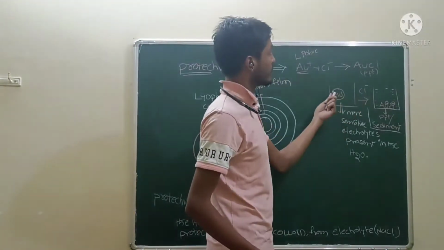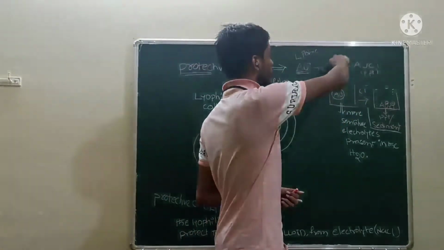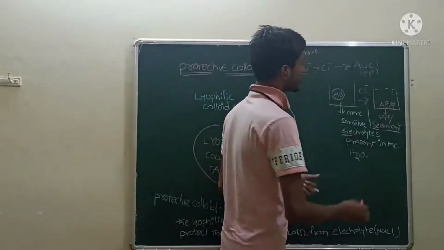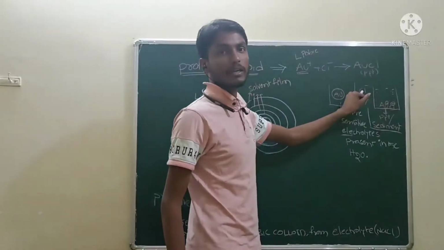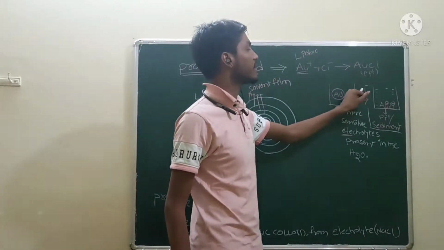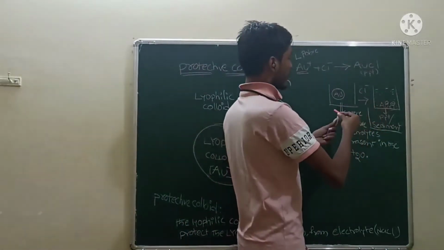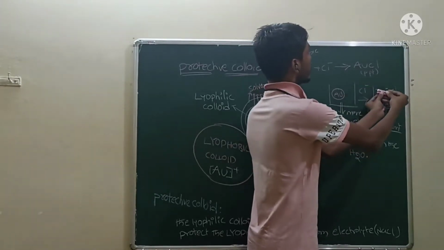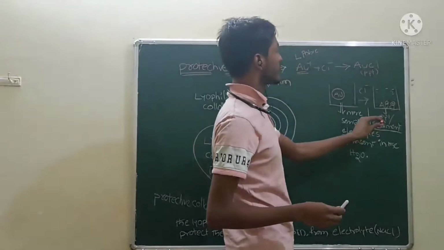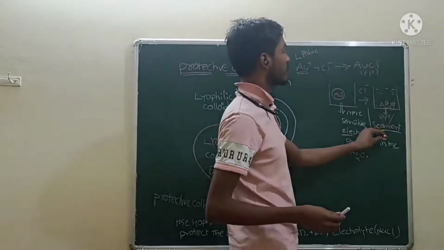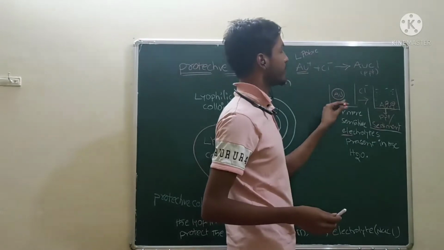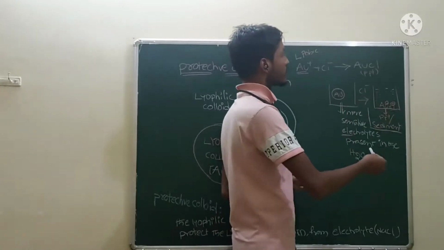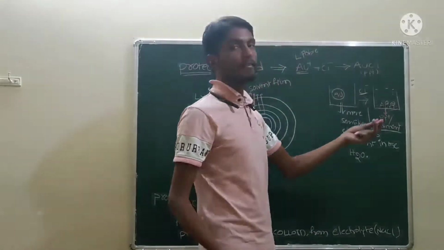When I have just added water to this lyophobic colloid, what will happen? The electrolytes present in the water, like sodium chloride, will combine with this gold here, and they will settle at the bottom. That means precipitation, or formation of sediment of the lyophobic colloid. Why is there a formation of sediment? Due to the presence of electrolytes in the given water.